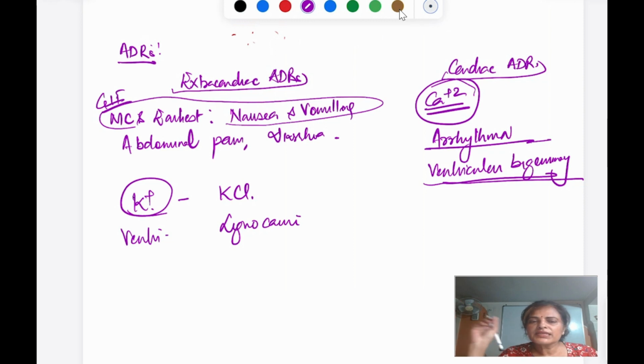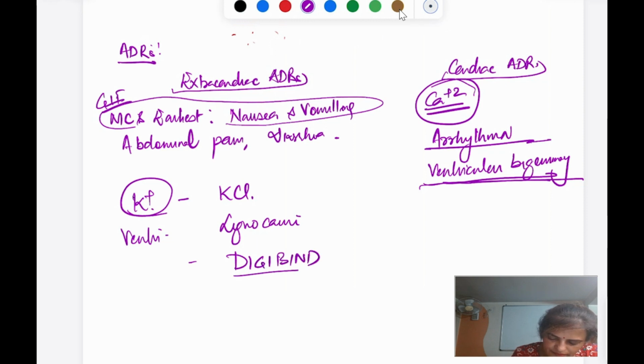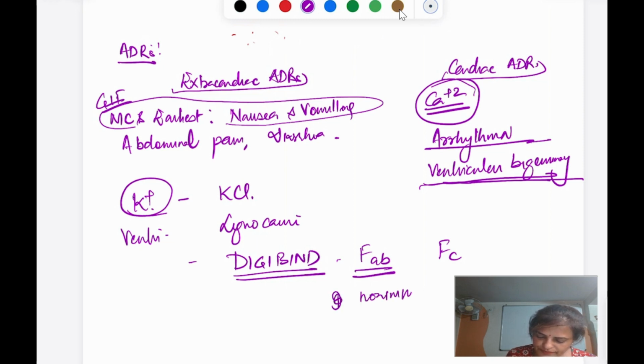ठीक है? But still, if the patient does not show any improvement, उसकी अभी भी नहीं है, severe arrhythmia and everything, the patient is not showing any improvement, then you give the digoxin antidote, that is Digibind. ठीक है? Now how does this Digibind work? It is only the FAB fragment, this is going to bind, and the FC part is not there, so it is non-immunogenic.